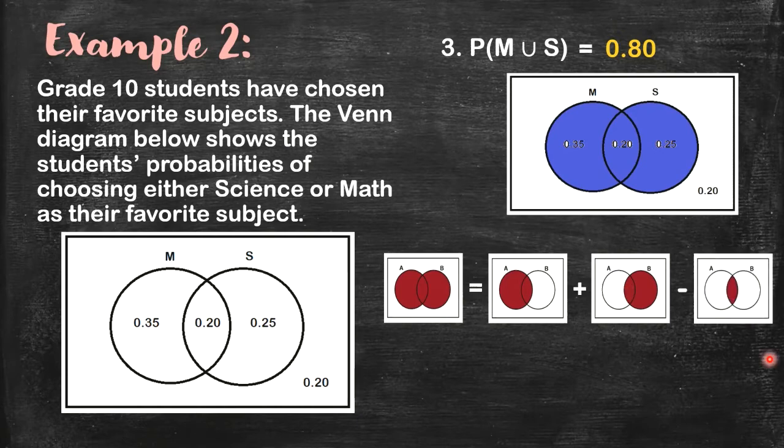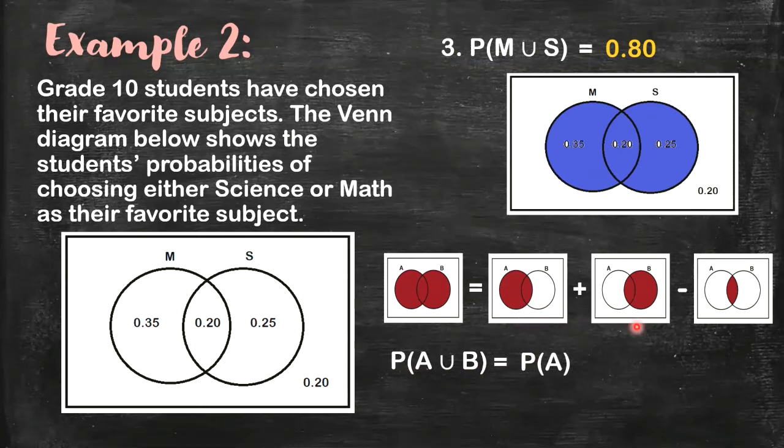Given this relationship among Venn diagrams, pwede rin itong i-apply sa probabilities. This one is A union B. So, the probability of A union B is equal to probability of A for this Venn diagram plus probability of B for this Venn diagram. Then finally, minus the probability of A intersection B. You can apply this formula to the given problem here.